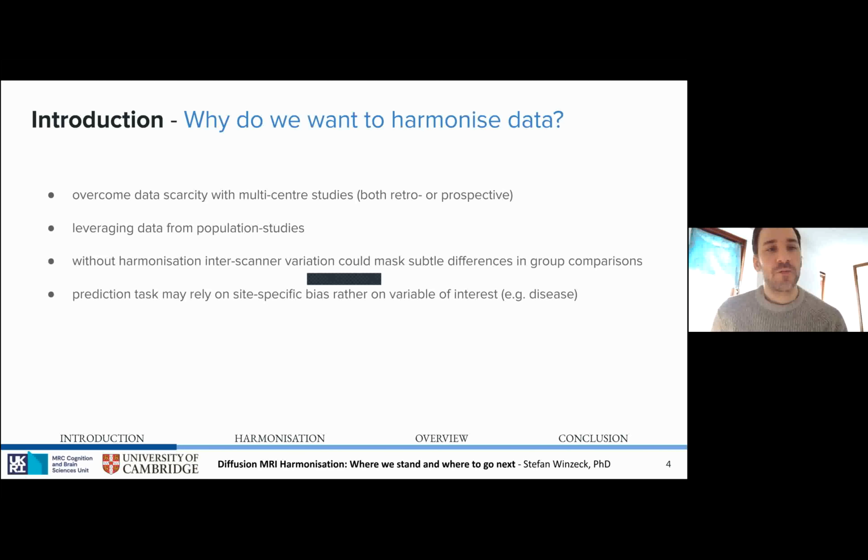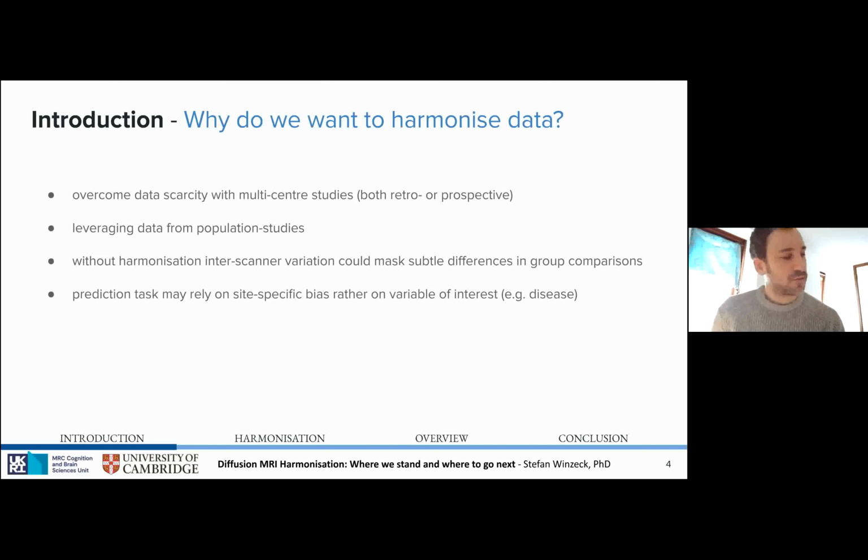But also, we have nowadays lots of different population studies like UK Biobank or CamCAN, and we want to leverage this huge data set, maybe to find something out about our clinical cohort, which might be smaller. For example, modeling a normal state of the brain, and then you could apply that to disease brains and see how the difference would be. Without harmonization, if you just pooled them together, you might have such high inter-scanner variation that the subtle differences between your groups, for example controls versus patients, might not be observable anymore. So that's why you want to do harmonization.